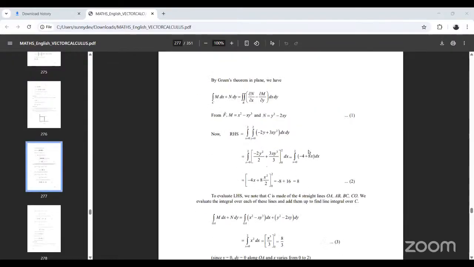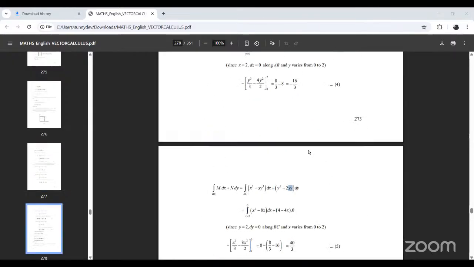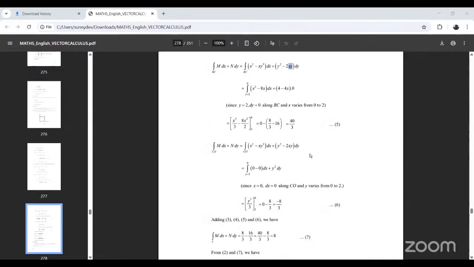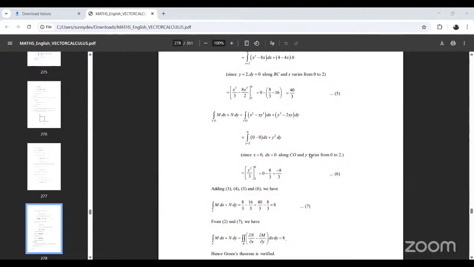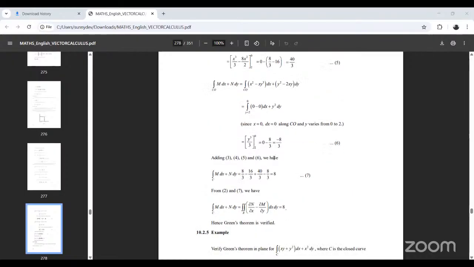So if you're adding all this, finally at the end, along the curve CO, y varies from 0 to 2, x is 0. So x is 0, no? So dx is also 0. So finally we are getting minus 8 by.